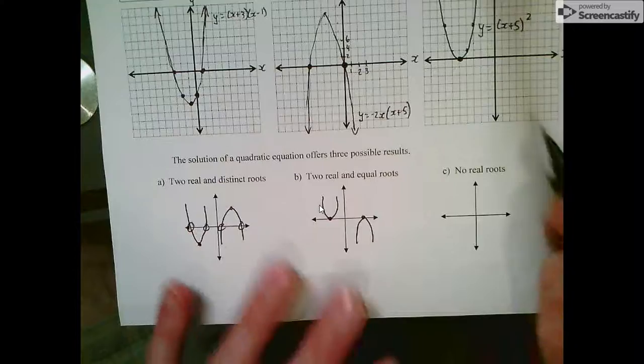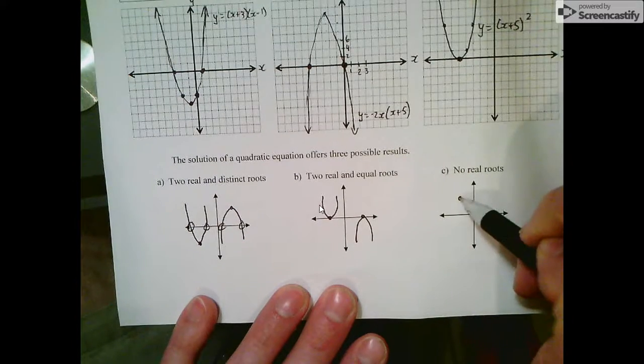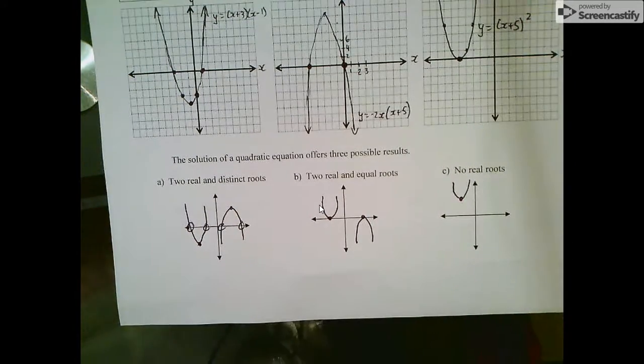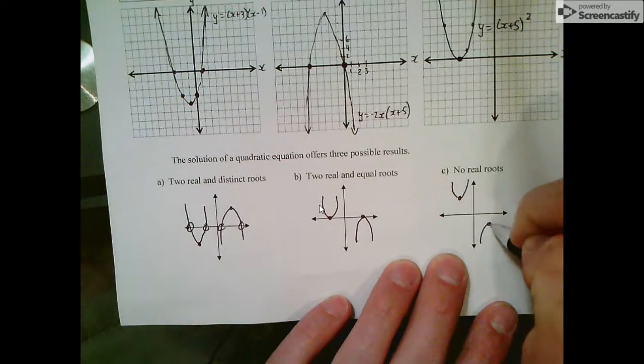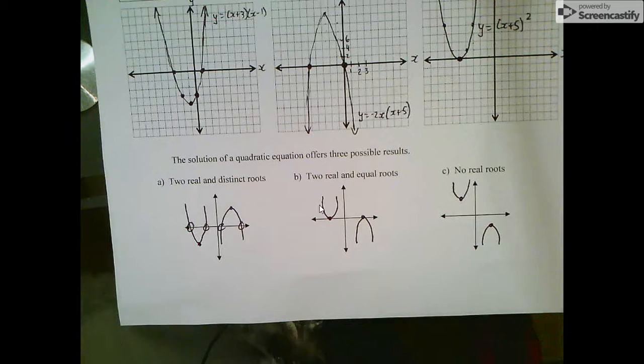And finally, no real roots. Well, that would be when the vertex is above x and it opens up. See, it doesn't cross the x-axis. Or when the vertex is below x and it opens down. And there you go. So we're going to look at factoring, how it can be used to find these solutions, in the next video.